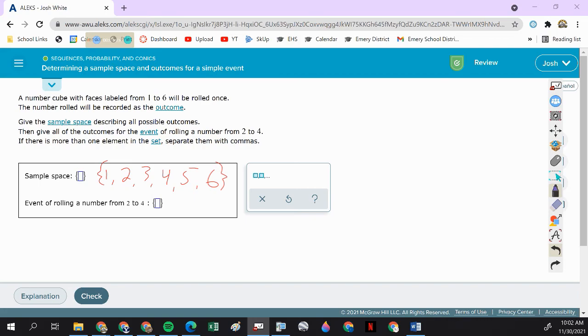Okay? And what is the set of possible rolling numbers 2 through 4? That would be the set 2, 3, and 4. So that was a really easy question, but it kind of gives you an idea of how sets work.